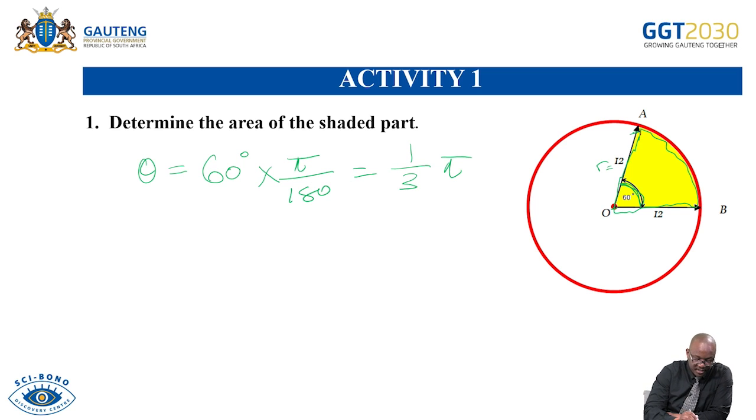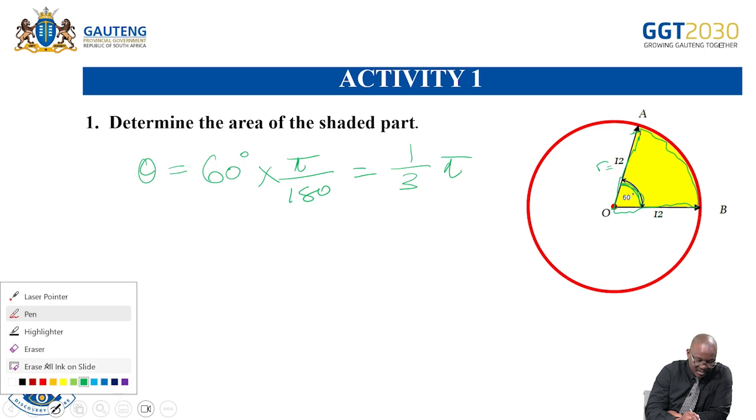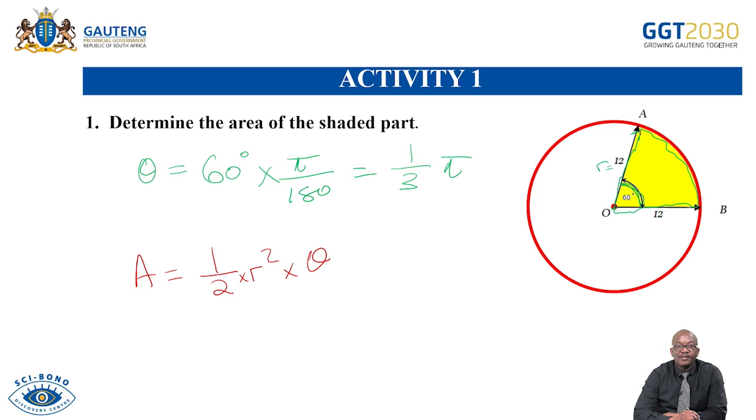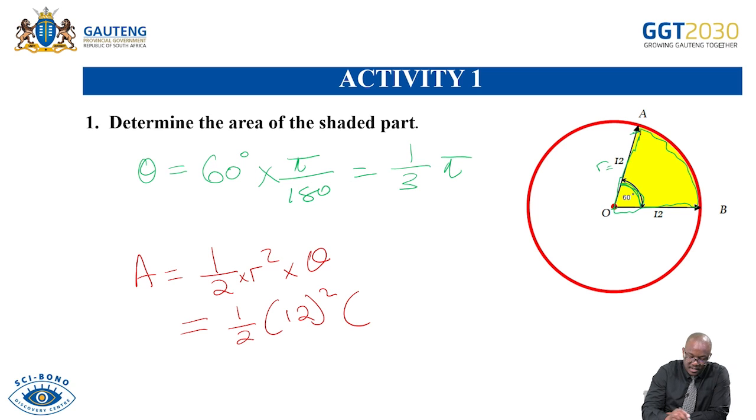Now you go back to your formula sheet and rewrite the area of a sector, which is 1 over 2 multiplied by r squared multiplied by theta. That's how you get the area of a sector. So now you do the substitution. It's given that your r is 12 squared, and you also have your angle, now given in radians, which is 1 over 3 pi.